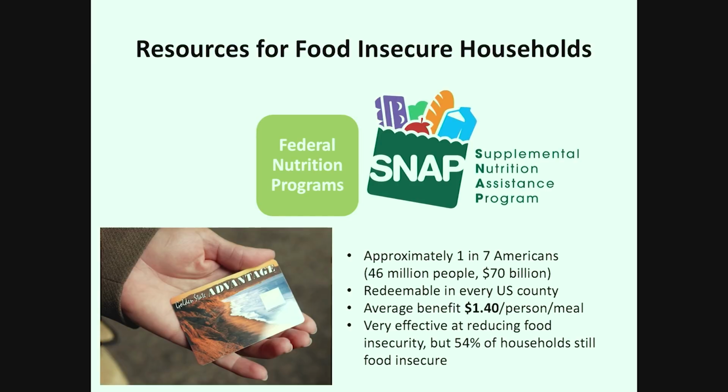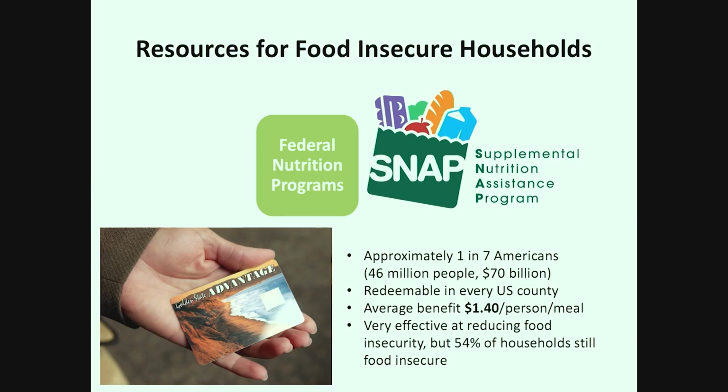Now, SNAP used to be called the Food Stamps Program. I called it Food Stamps at the beginning because it was looking back in time over the previous 50 years. But now we refer to the program as SNAP, the Supplemental Nutrition Assistance Program. It is by far the largest nutrition program in the U.S. It reaches about 1 in 7 Americans per year, about 46 million people, at an annual cost of about $70 billion. And the scope and scale of the SNAP program is tremendous.